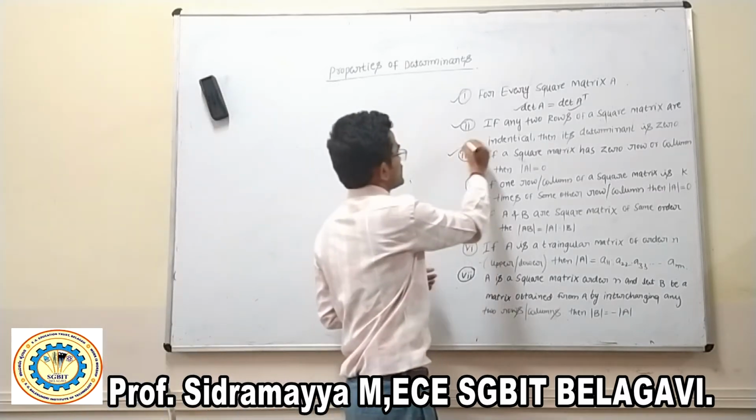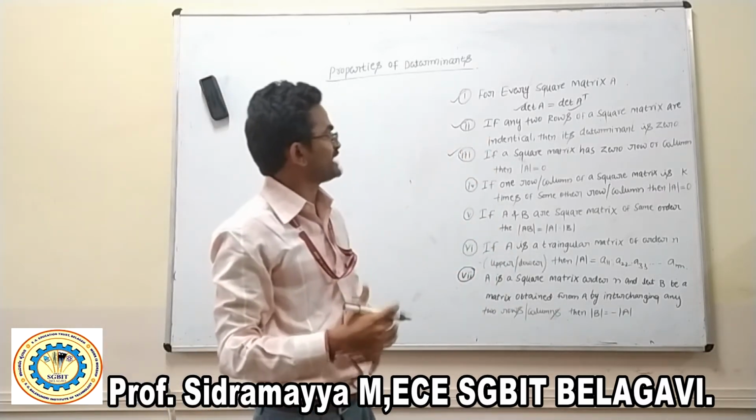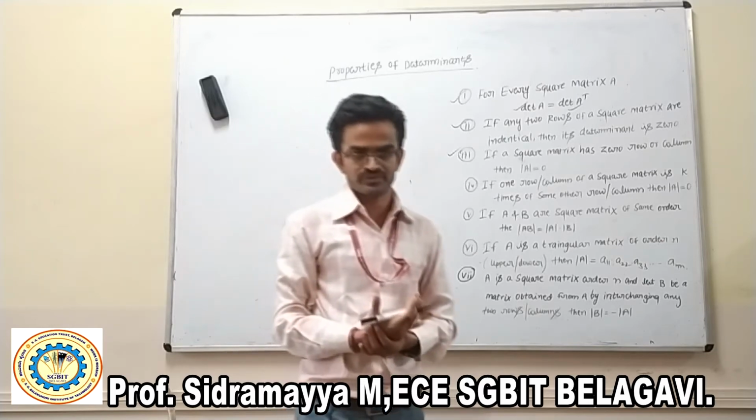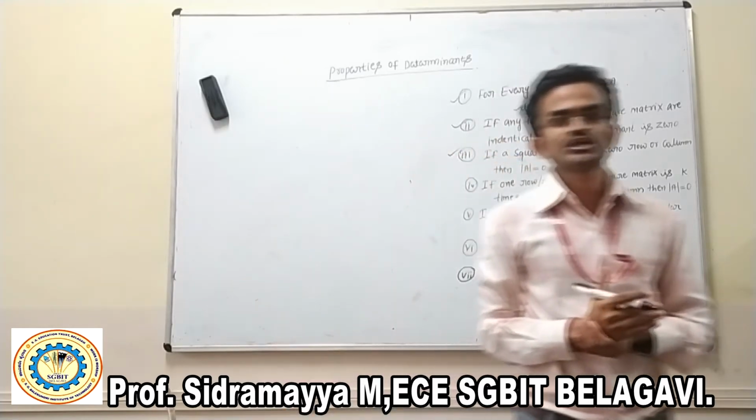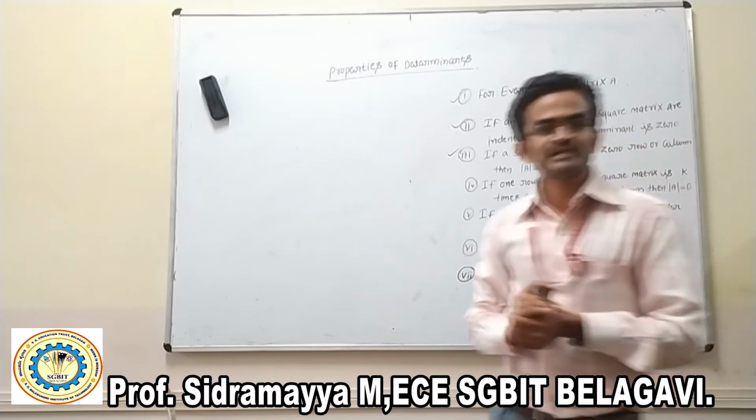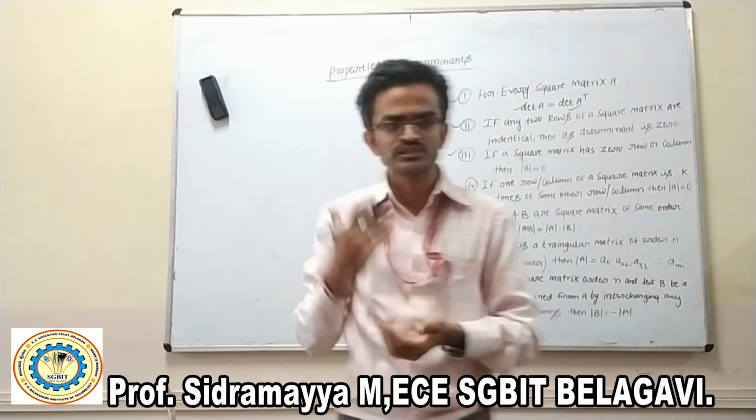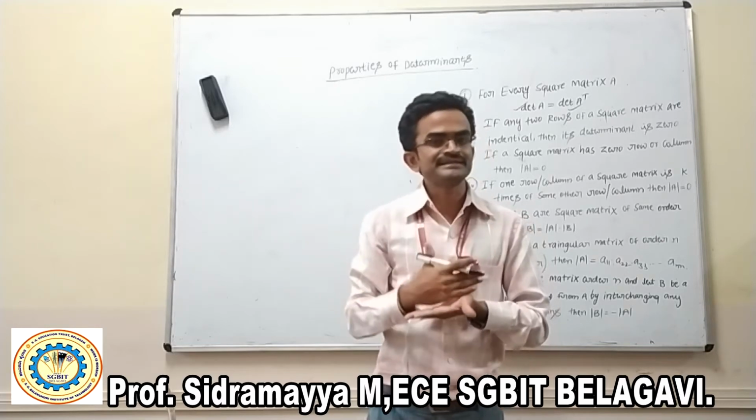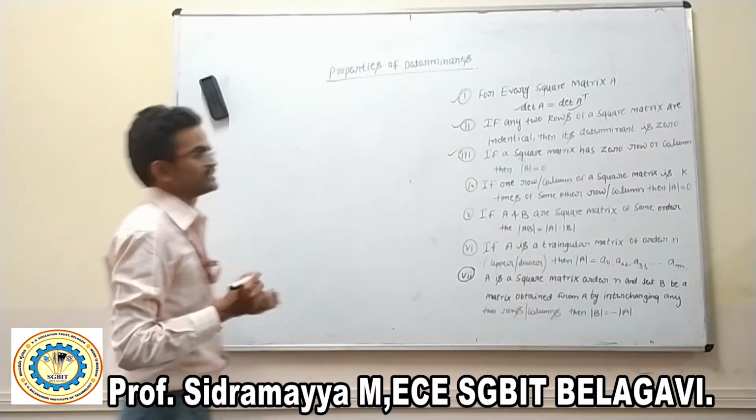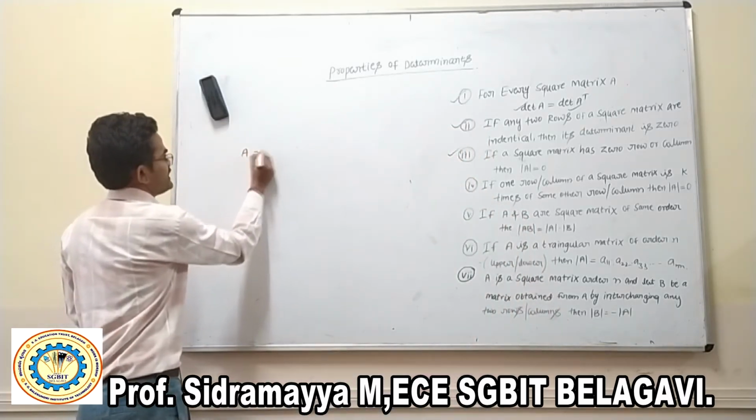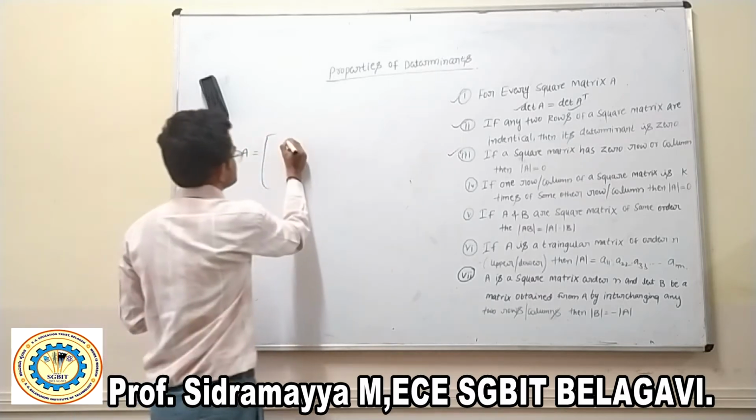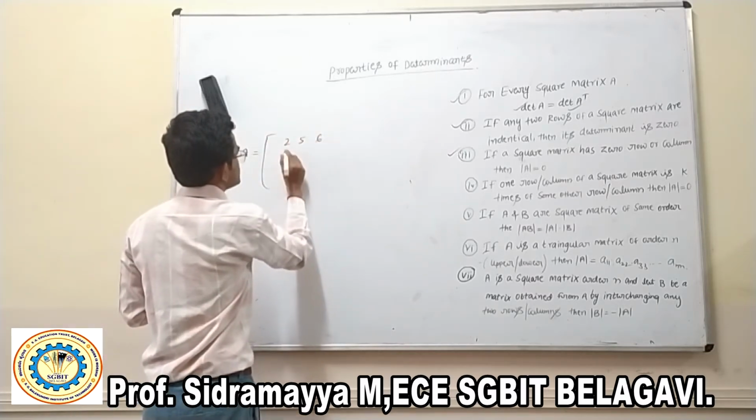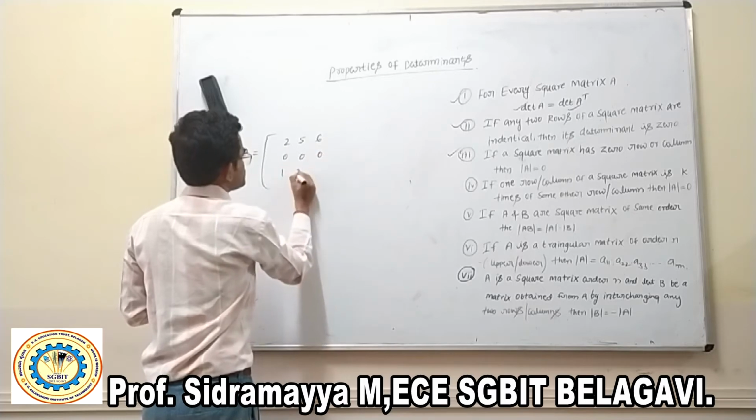Now I consider the third property. If a square matrix has a 0 row or a 0 column, then its determinant is equal to 0. What is the meaning of a 0 row and a 0 column? The entire row should be 0. Let me consider an example. Consider a 3 cross 3 matrix A: 2, 5, 6, 0, 0, 0, 1, 2, 3.